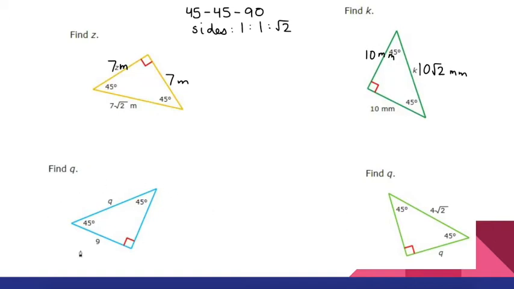Now you try one. Let's look at this triangle at the bottom left with one leg being 9. Try and find the value of the hypotenuse. So since the leg is 9, we know that the other leg is 9, and we know that the hypotenuse is just 9 times the square root of 2. So that's going to be our Q.